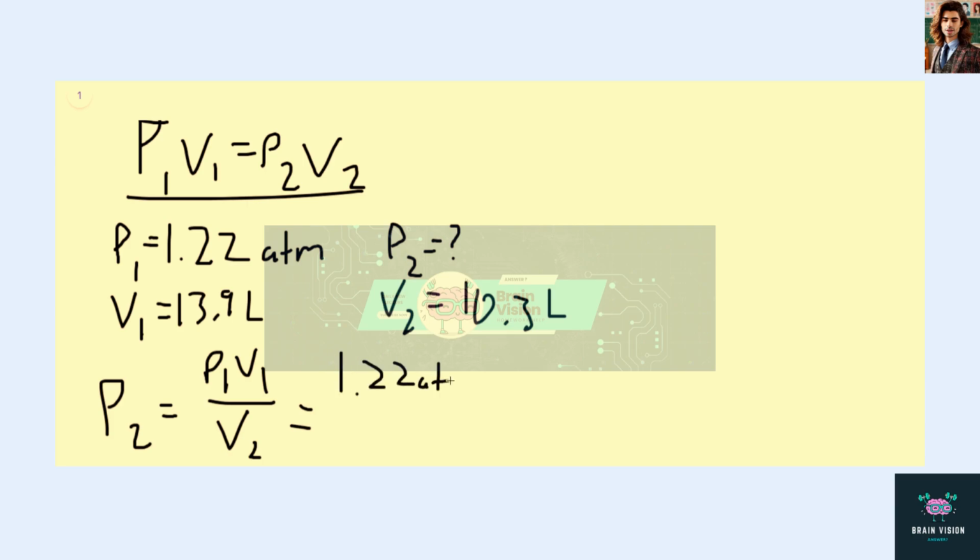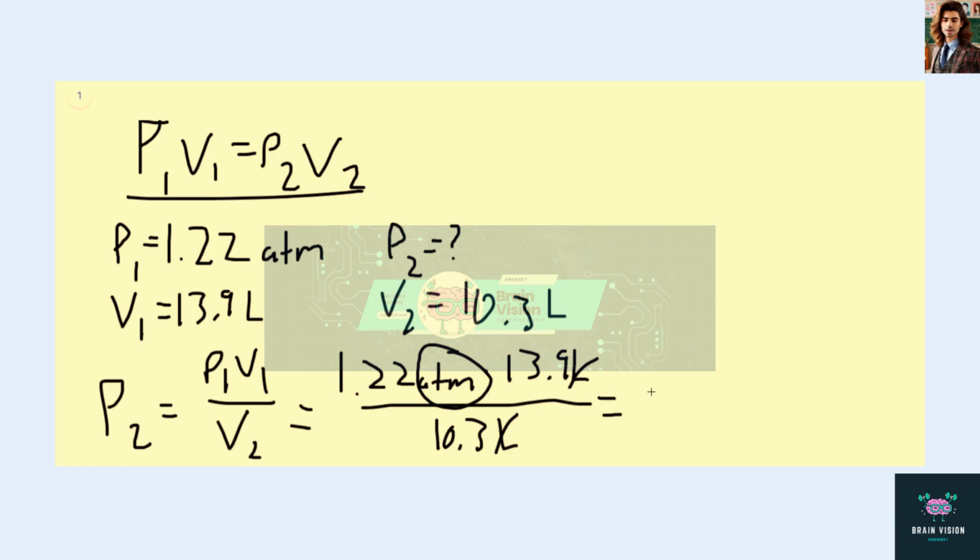And so plugging in the values here, we get 1.22 atmospheres times 13.9 liters over 10.3 liters. And so our liter units cancel and we get our final answer in atmospheres, which is what we want. And when we solve this, we get that the pressure is 1.65 atmospheres.